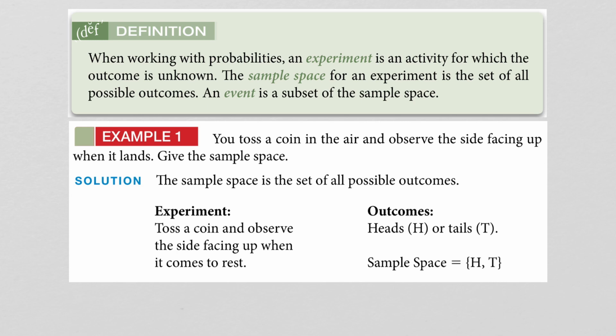Now this is a very simple example, but there's only two outcomes when you toss a coin. You can either get a head or you can get a tail, right? So the experiment is simply toss a coin and observe the side facing up when it comes to rest. The sample space consists of two elements, H for heads, T for tails.